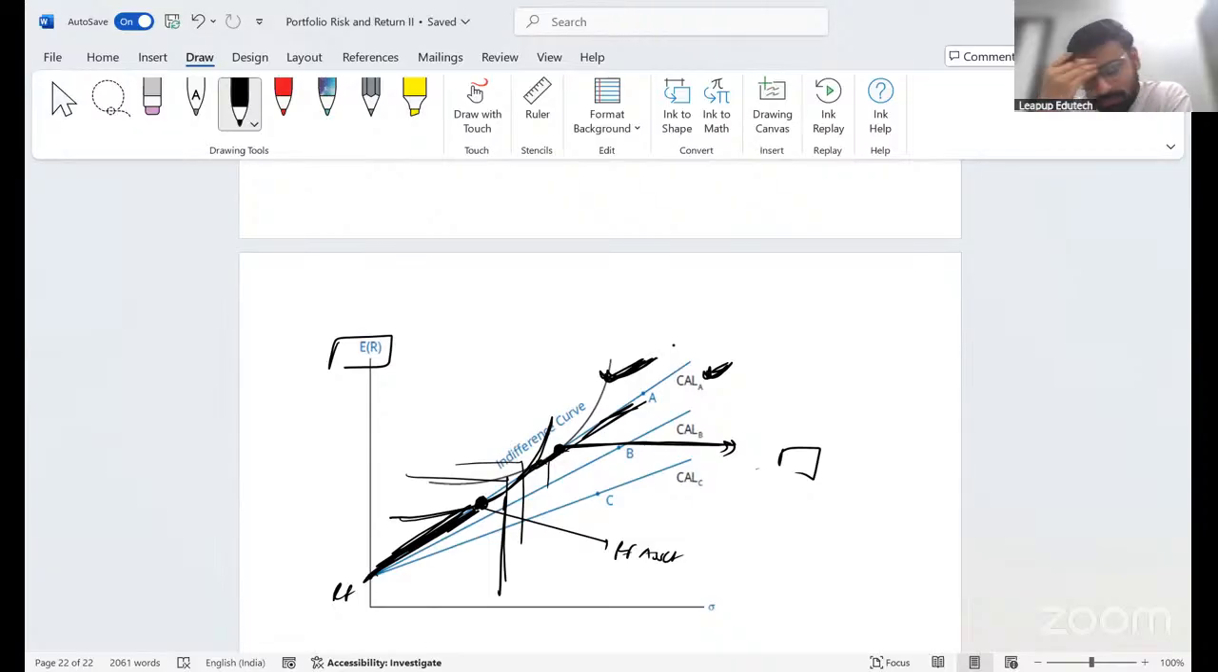Hold on. Yeah. What I was saying, guys, is the CAL for me is going to be the one that is tangent to my indifference curve. So here CAL A is going to be, just hold on for a second.